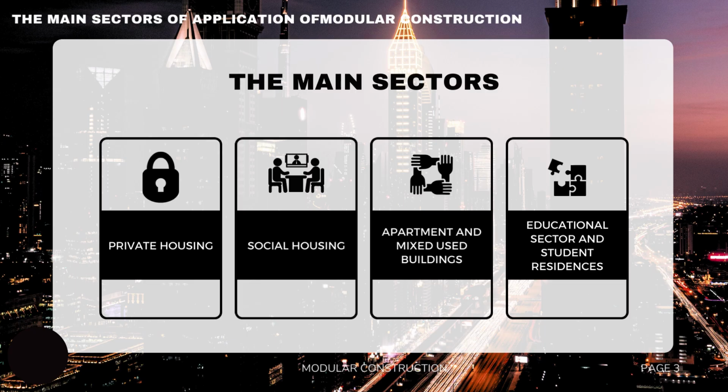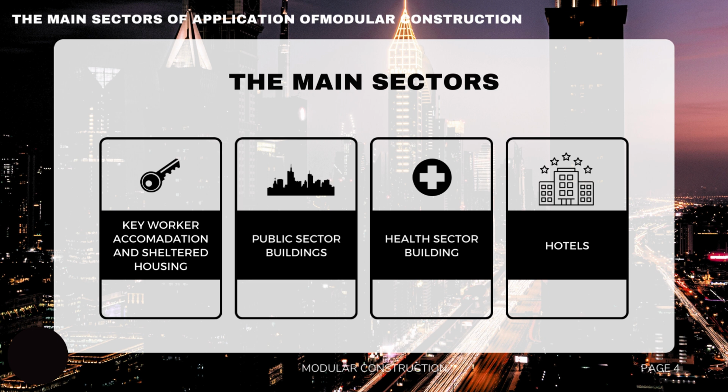Also, we have the main sectors of application of modular construction, which are private housing, social housing, apartments and mixed use buildings, educational sectors, and student residence. We have key worker accommodation and sheltered housing. We have public sector buildings such as prisons and MOD buildings. We have the health sector buildings, and lastly, hotels.